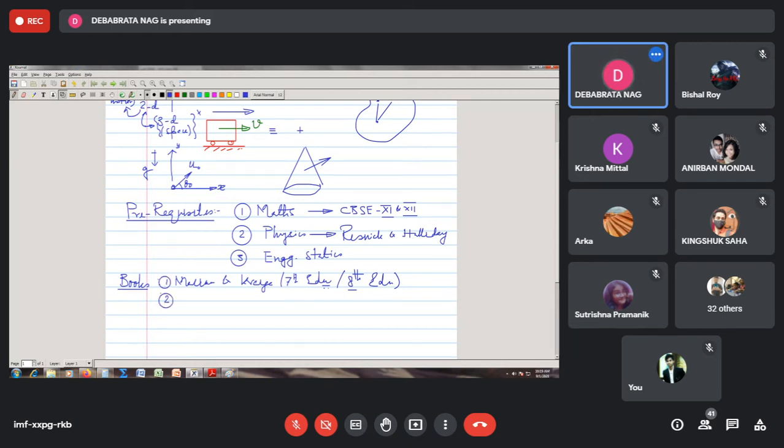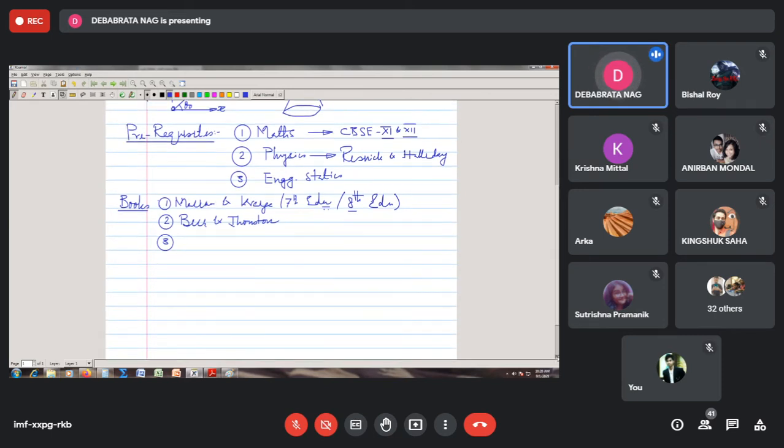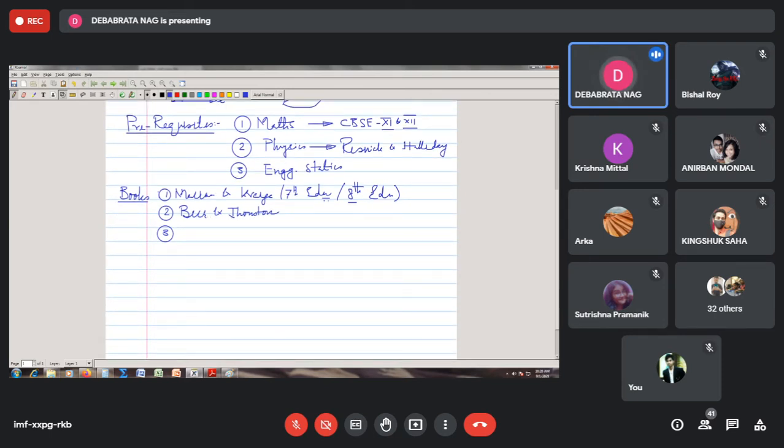Apart from that, you may look into Beer and Johnston. I hope you know the names of these two. In strength of materials you also have Beer and Johnston, but here I am talking about engineering mechanics, not strength of materials. You have a combined book and a separate book, but nowadays the combined book is more popular. This is a voluminous book, encompassing both statics and dynamics.